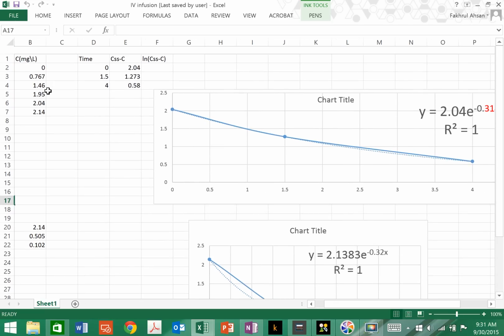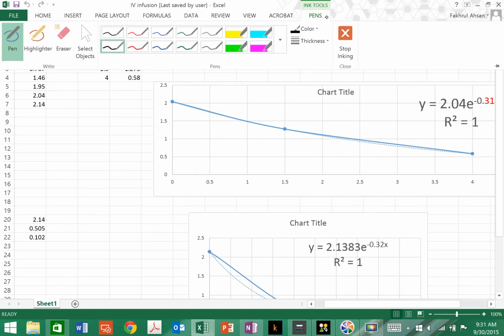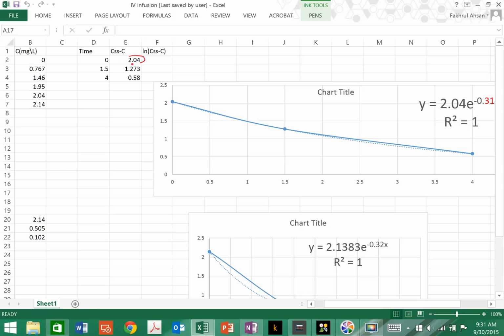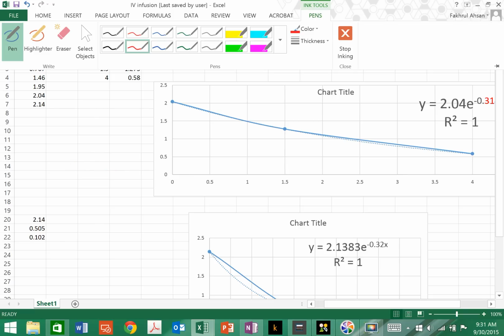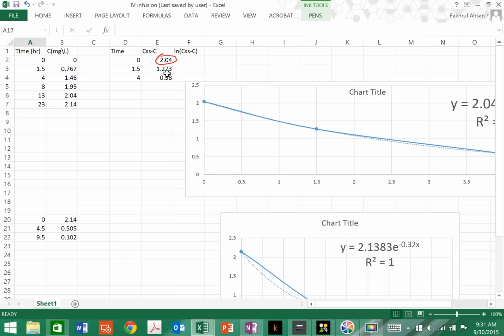Here this is your CSS, and you subtract first from 0, and then you subtract from 0.76 and 1.46. So this would be CSS minus C each time: 2.04 minus 0, 2.04 minus 0.767, 2.04 minus 1.46. So here you have CSS minus C, and then you plot.